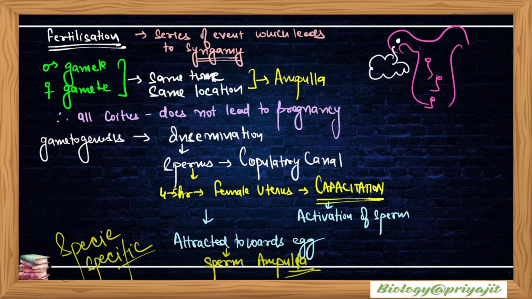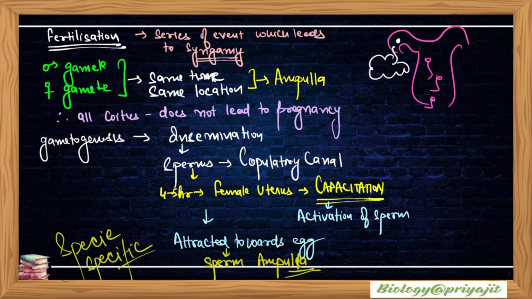Fertilization is the series of events which leads to syngamy. The male gamete and female gamete meet and fertilize at the site of the ampulla, in the fallopian tube or oviduct. All coitus does not lead to pregnancy. Gametogenesis is followed by insemination.